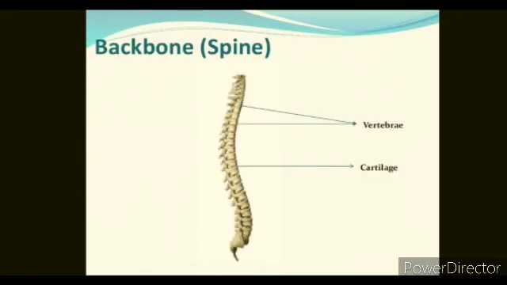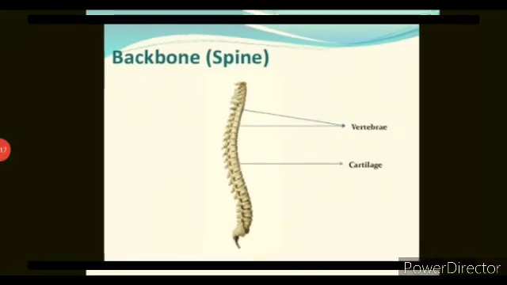The next one is the backbone, also called the spine. It is made up of 33 small bones called vertebrae. The rib cage is jointed to these bones. The backbone protects the spinal cord. The backbone runs along our back starting from the neck. It can be easily located in our body as a hard bony structure.